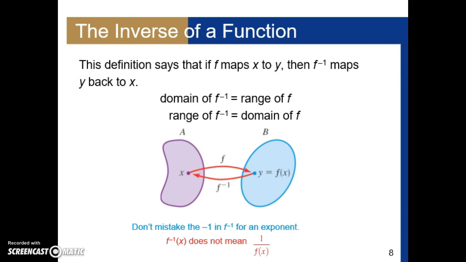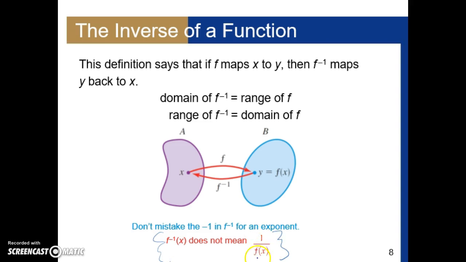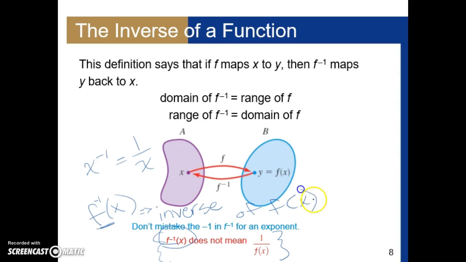So one notation note here, the superscript -1 does not mean 1 over f of x. We're not talking about the reciprocal. If we have x to the -1, we know that that equals 1 over x. Not true for function notation. Any function that we put the superscript notation of -1 on means that it is an inverse function of some original function. Here, this is the inverse of f of x.